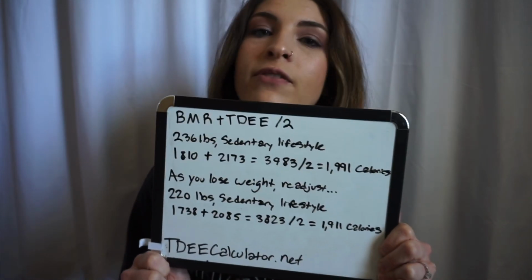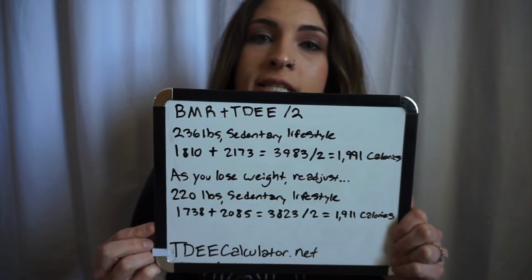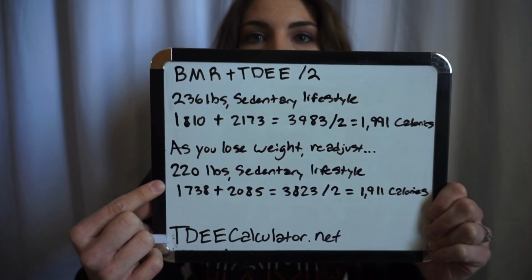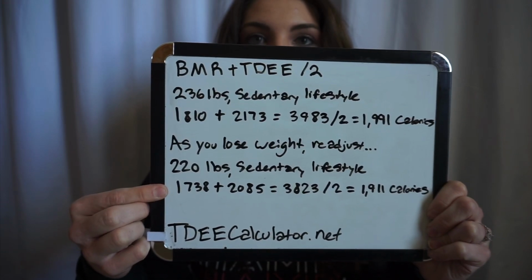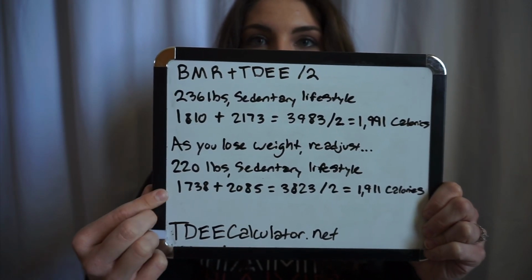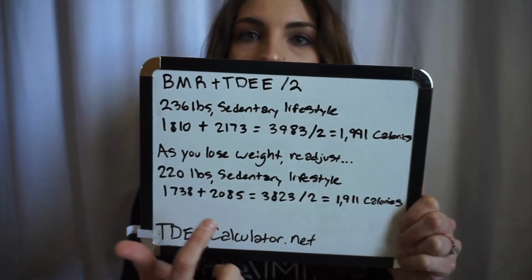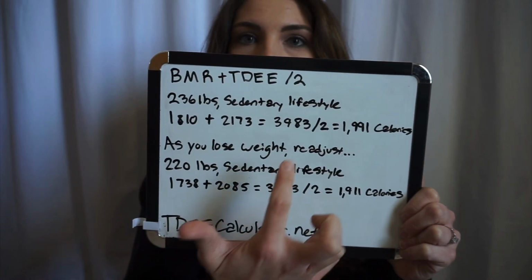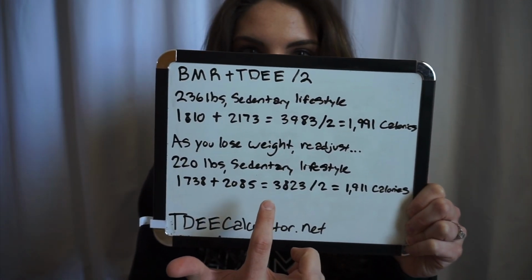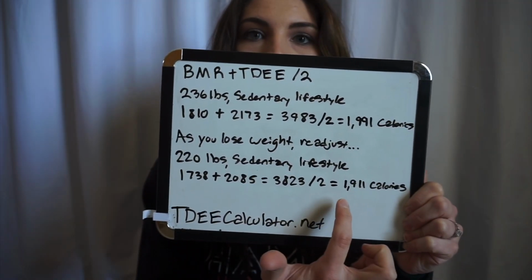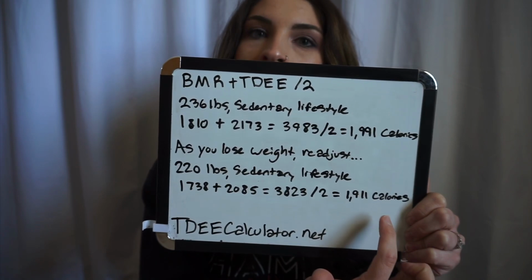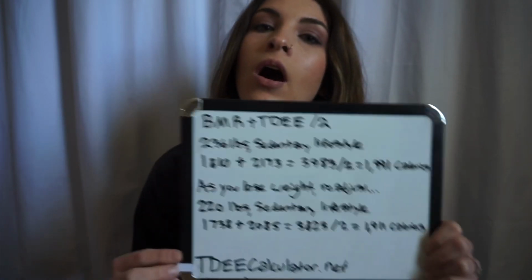So for example, after my first month of intermittent fasting, I lost 16 pounds. So I calculated 220 pounds of my sedentary lifestyle. My BMR was 1,738, definitely went down a little bit, plus 2,085 calories, which also went down a little bit. It equaled 3,825 calories, divided by 2 equaled 1,911 calories. And that is what I would eat on the second month of intermittent alternate day fasting.